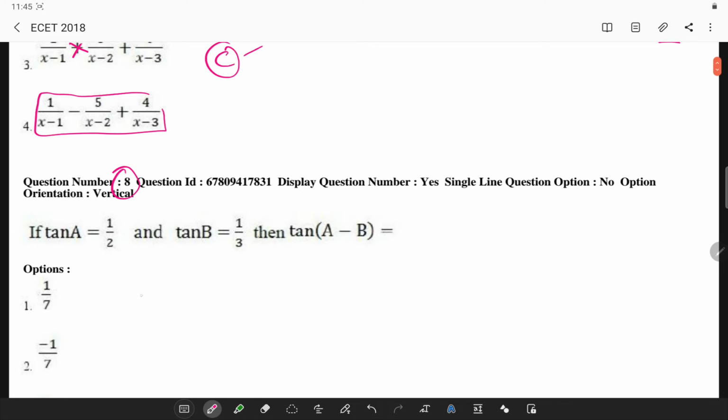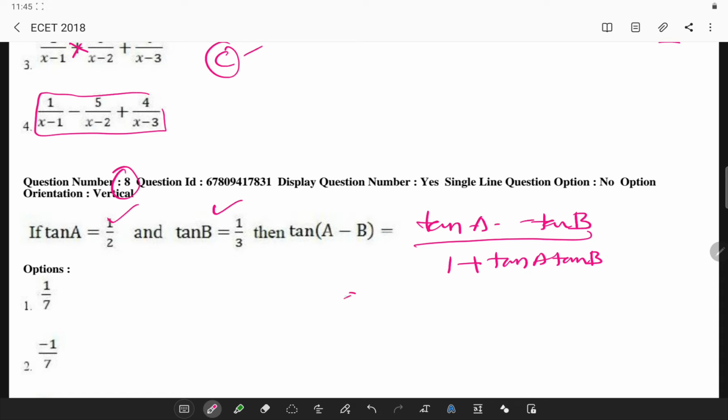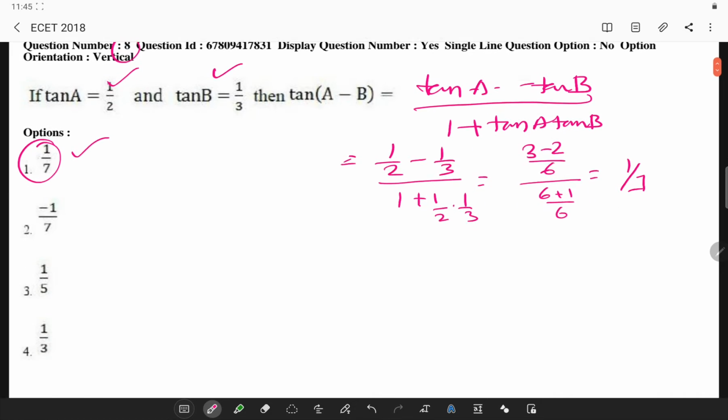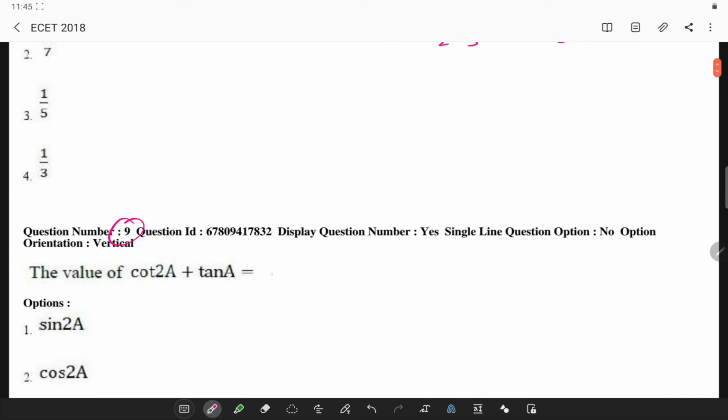Now let's get back to question number 8. So this is related to trigonometry. The student has to remember tan of A minus B is tan A minus tan B divided by 1 plus tan A into tan B. So substitute these values, 1 by 2 minus 1 by 3 divided by 1 plus 1 by 2 into 1 by 3, which is 3 minus 2 divided by 6 divided by 6 plus 1 divided by 6, which is 1 by 7. So the answer is option 1. Let's go to the next question.